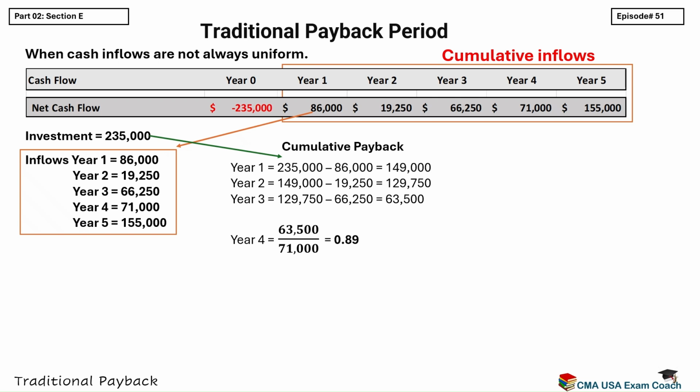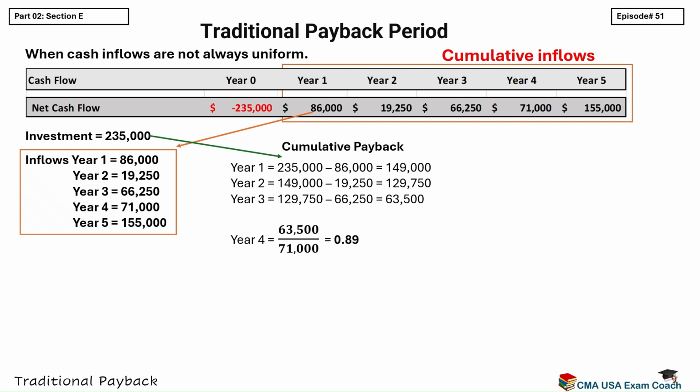In year 3, the inflow is $66,250. Deduct it from the year 2 recoverable amount. This gives us the year 3 recoverable amount of $63,500. In year 4, the inflow is $71,000, which is enough to fully recover the remaining $63,500. By calculating the fraction of the year needed to recover this remaining amount, we find that the payback period occurs during year 4. So, the traditional payback period for this investment is approximately 3.9 years.